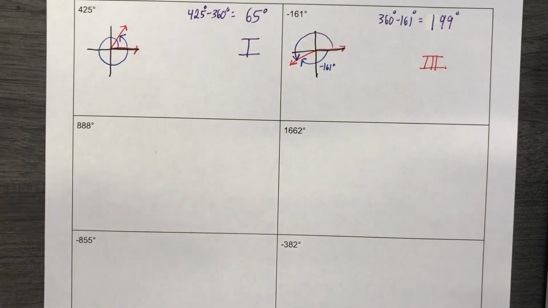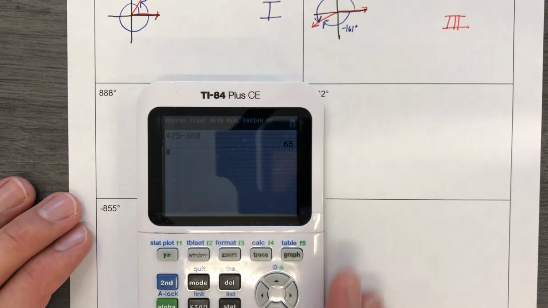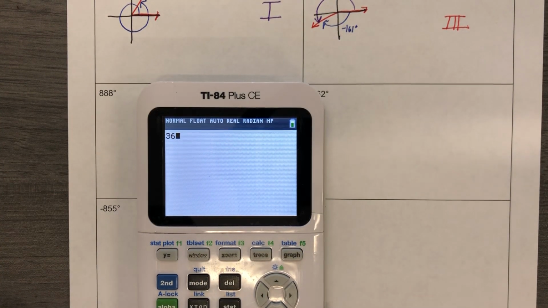Okay? So if I drew an 888 degree angle, then, well, let's see. Let's do it. 360.